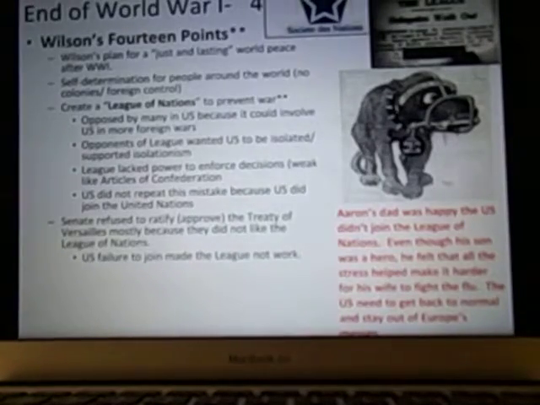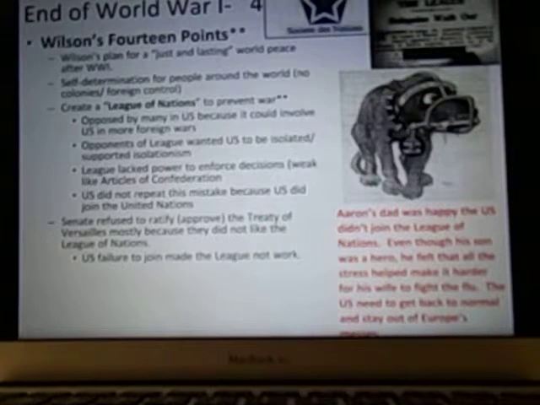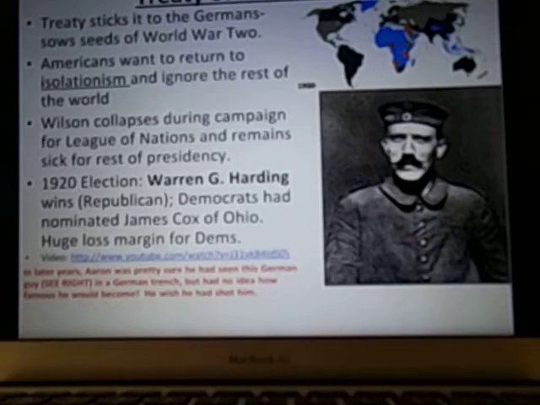Wilson's 14 points. Of course, Wilson did not get the League of Nations passed. The League of Nations was going to be this big union of countries around the world that would discuss problems and work them out before a war could happen, and he could not get Americans to agree to that. We just wanted to stay out of it, go back to normal. America became isolationist.